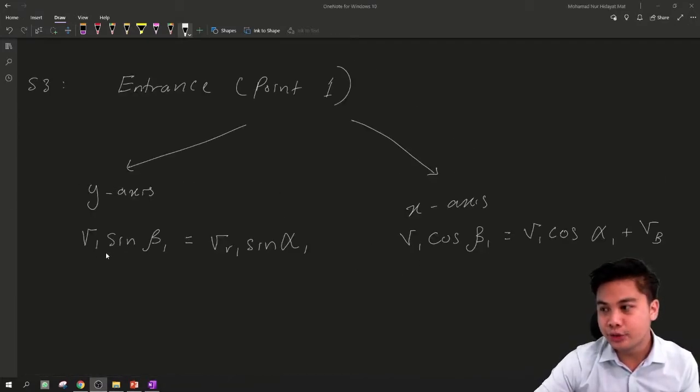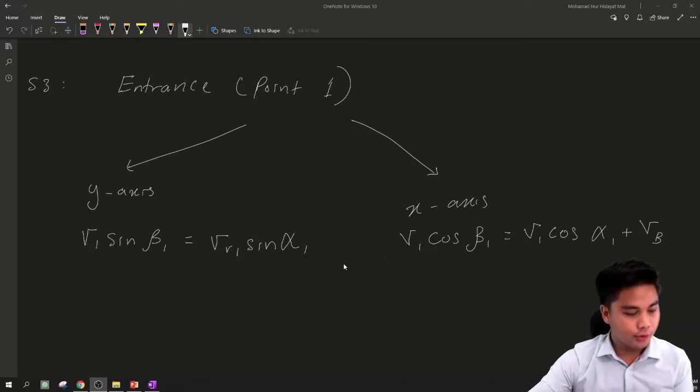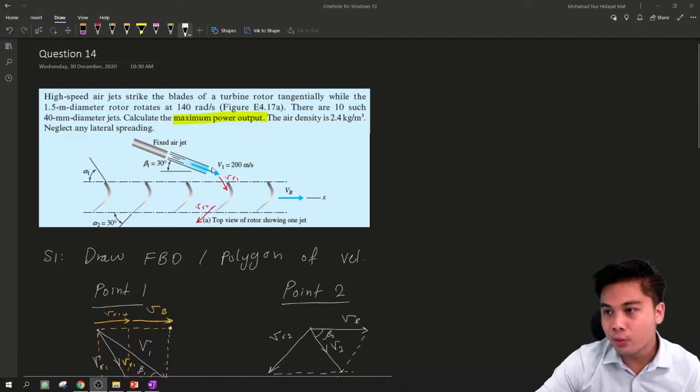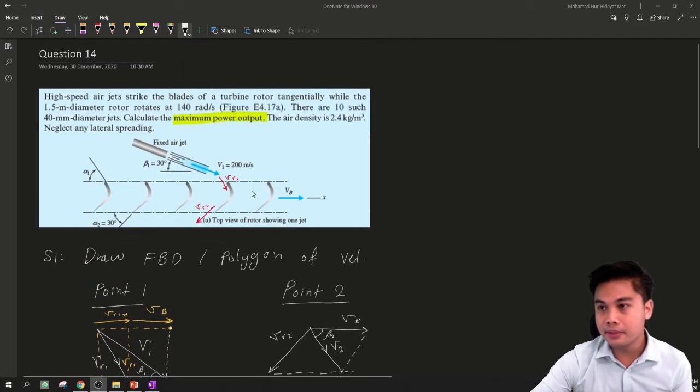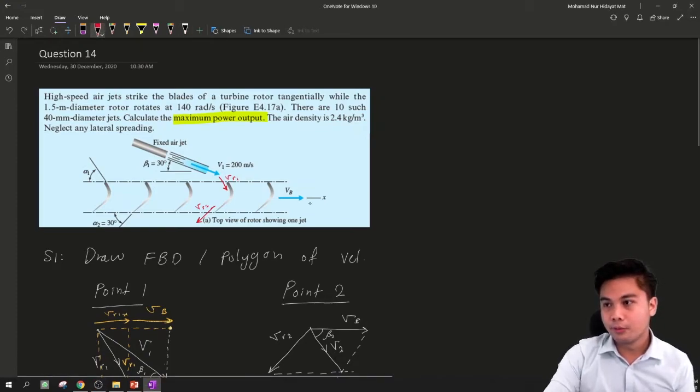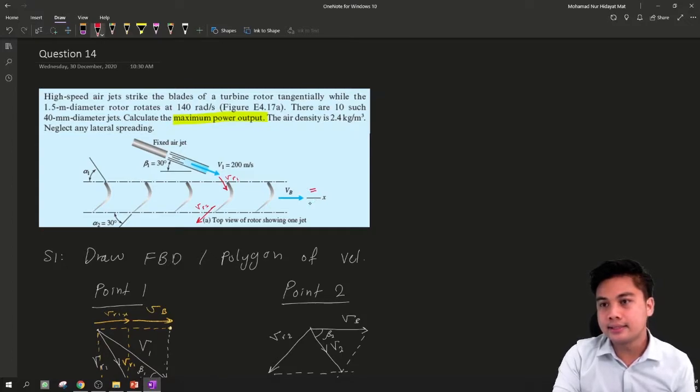Okay, so from here we need to substitute the values of V1, beta 1 and alpha 1. V1 is 200, given here. And how to get VB? This is the velocity of the vane. VB is given here: the turbine rotates tangentially, while the 1.5 meter diameter rotor rotates at 140 radian per second.